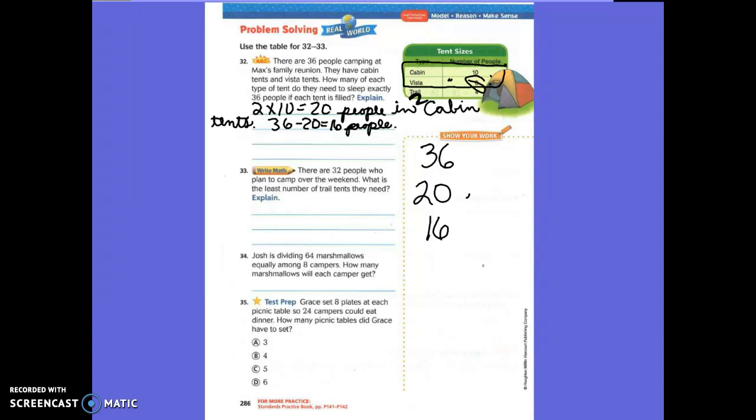Okay, so then we have to find tents for 16 people. 16 divided by 8, because Vista tents can fit 8 people, equals what? 2. What is it, everybody? 2 Vista tents. So they will use 2 cabin and 2 Vista tents.